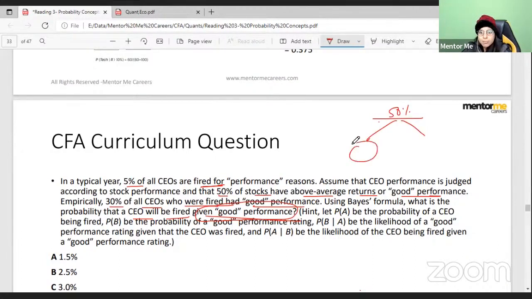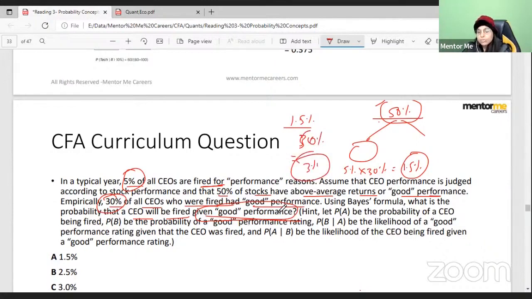Within that, you needed the probability of firing. For that, you took this 5% possibility of getting fired and 30% possibility of getting fired when good performance is there. So 5% into this 30% gave you 1.5% probability out of this 50% probability, right? So 1.5% divided by this 50% total gives us the probability of getting fired given good performance.